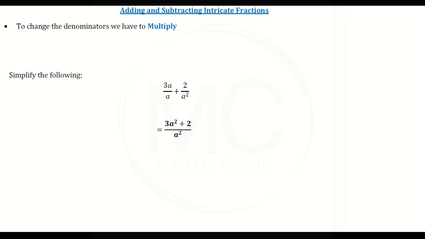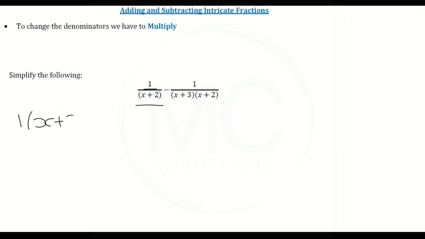Now, how we approach this question also applies to questions with brackets. 1 over x plus 2 minus 1 over x plus 3, x plus 2. To make these denominators equal, we have to multiply this fraction over here by x plus 3. Let's do it now. We're going to say x plus 3 multiplied by the numerator of 1, and we get 1 multiplied by x plus 3. Multiply the denominator as well, and we're going to get x plus 3 and our existing bracket of x plus 2.